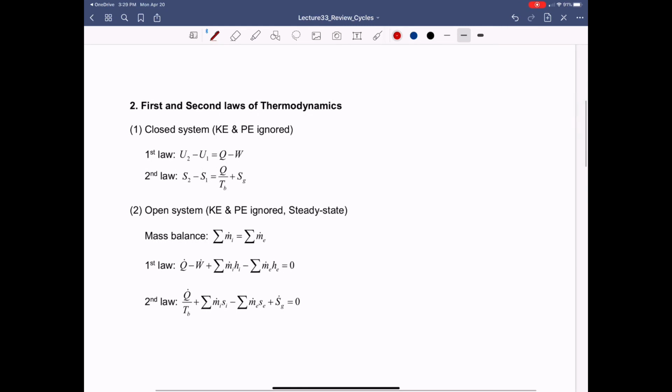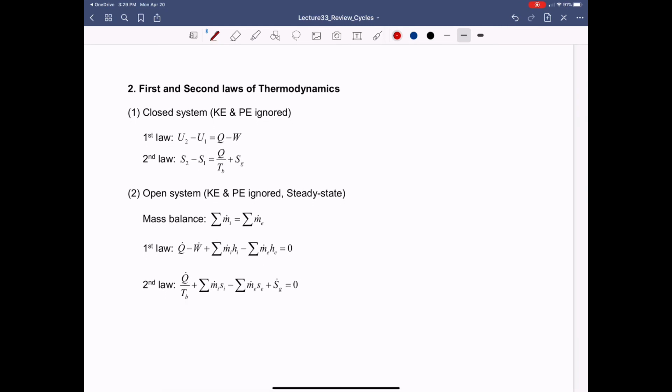But many times, we have to apply the first law and second law of thermodynamics for each process of the cycle. Depending on your cycle, depending on your heat engine, sometimes you have to consider the heat engine as a closed system. A good example is the Otto cycle or diesel cycle. And sometimes you have to consider your system as an open system. Those cycles include the Brayton cycle and the Rankine cycle, and even the refrigeration cycle, the vapor compression refrigeration cycle.